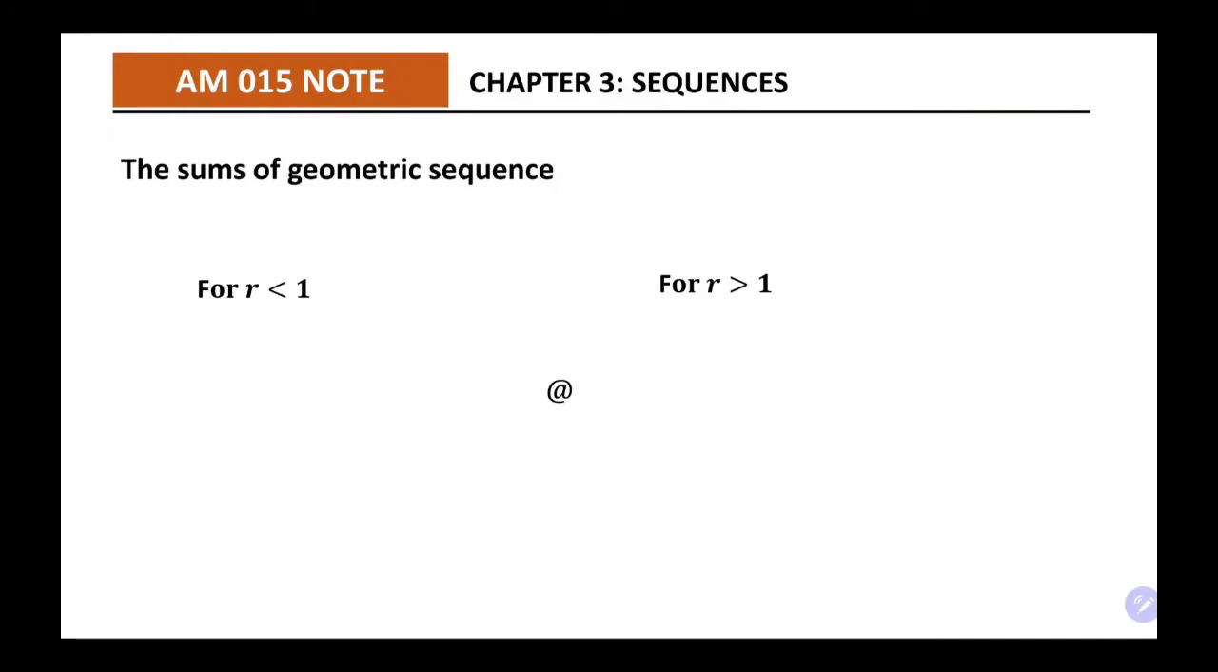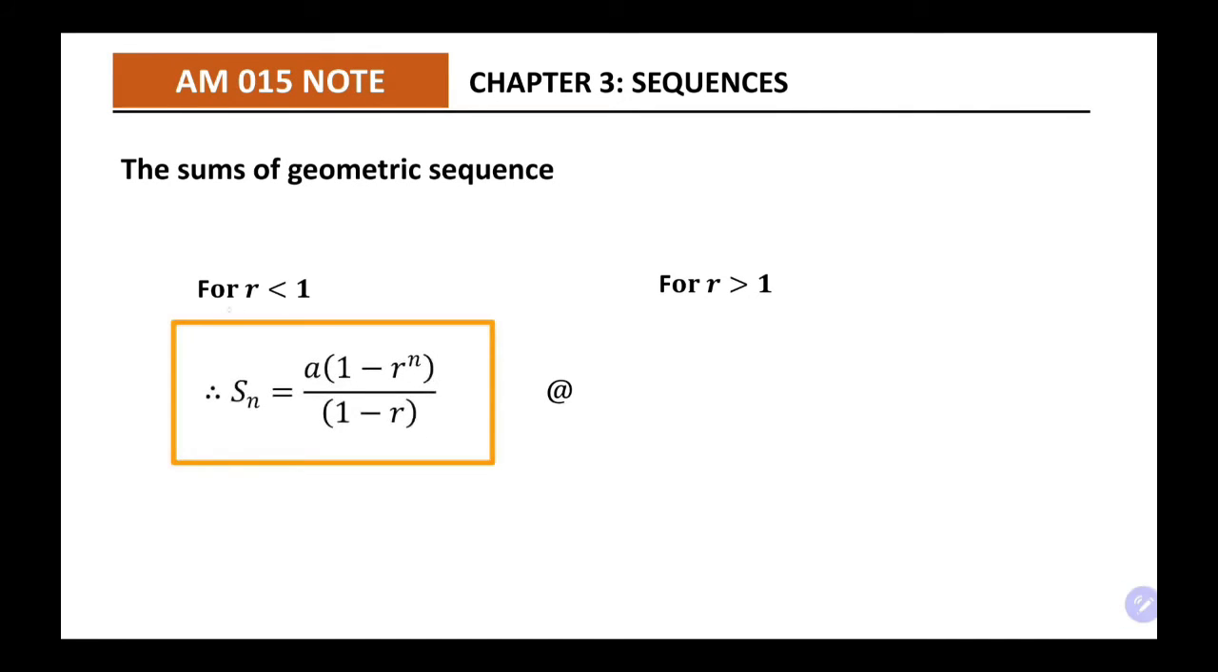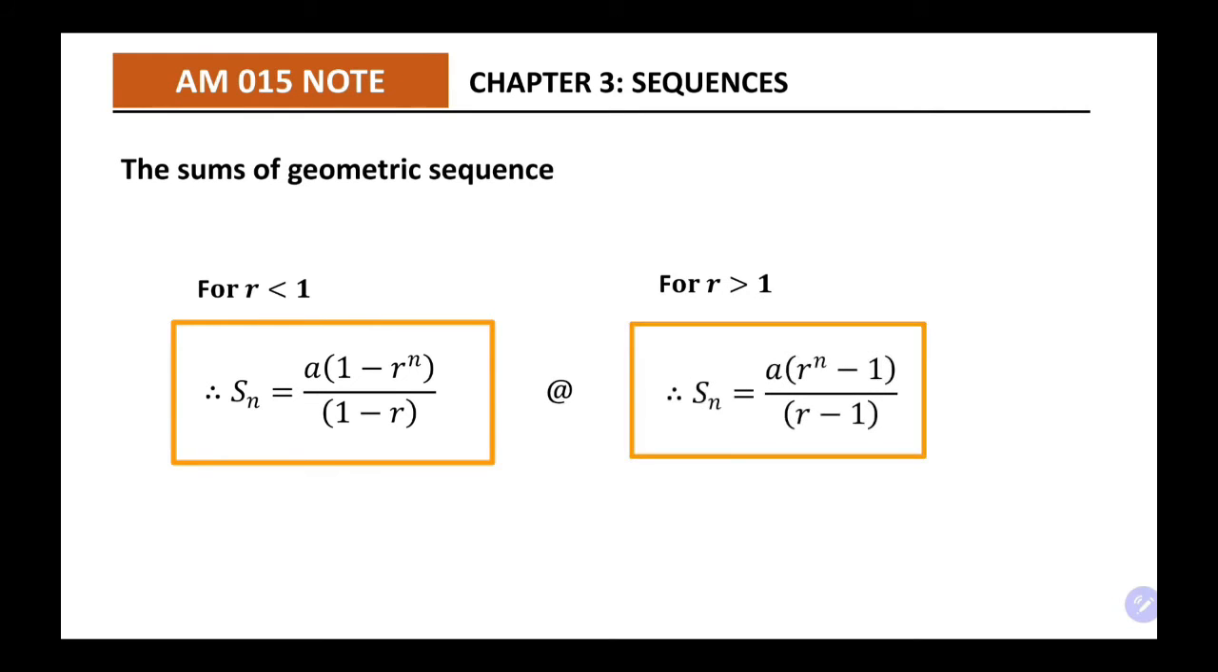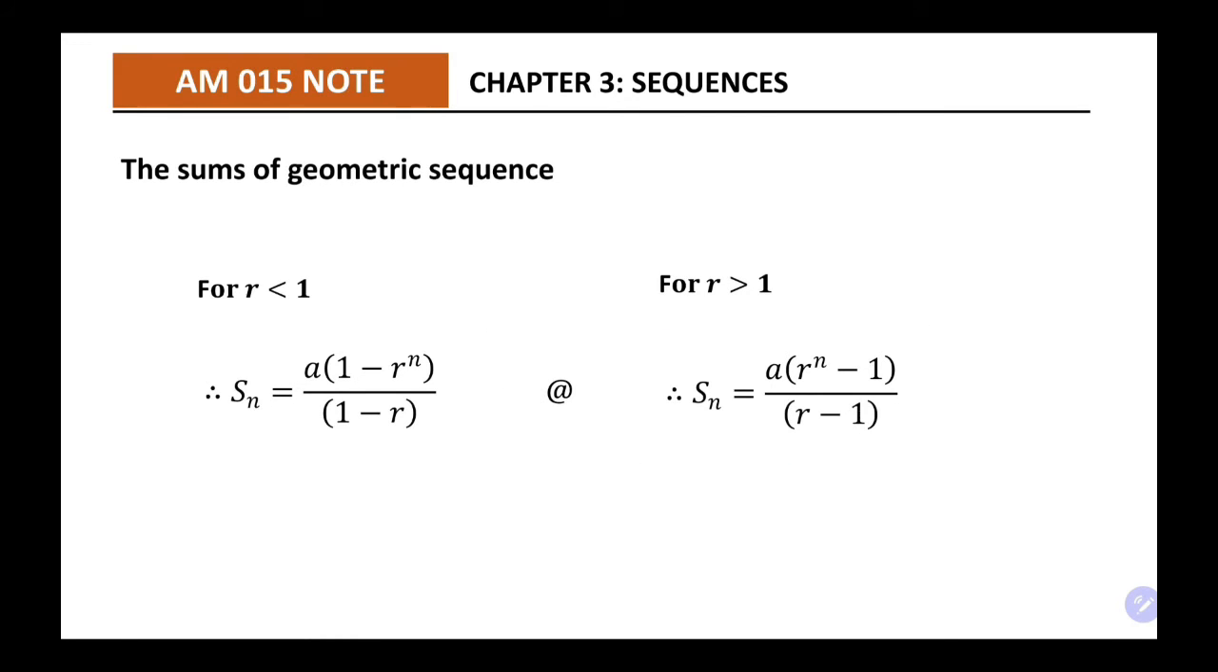Now we go to the sum of a geometric sequence. For the sum, we have two formulas. The first one is for r less than 1, so we use Sn equals a, 1 minus r to the power of n, divided by 1 minus r. Or if r is greater than 1, we can use Sn equals a, r to the power of n minus 1, divided by r minus 1. Actually, we can use both formulas for any type of r.